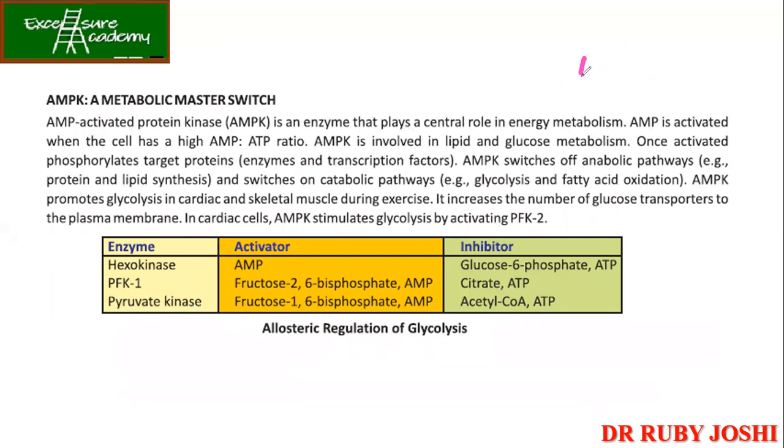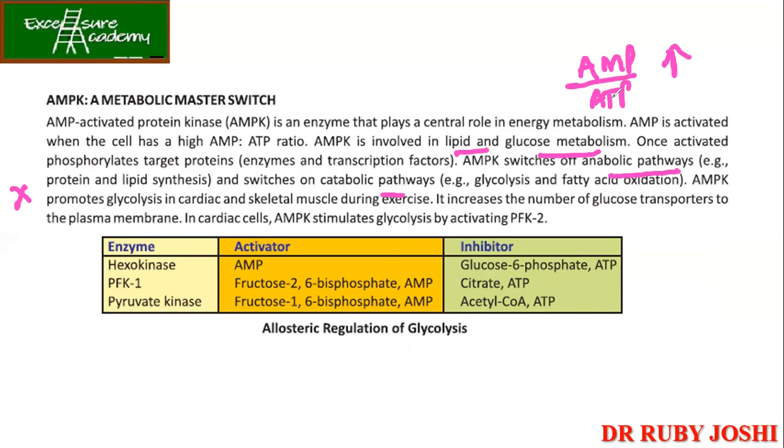See, अगर आपका AMP to ATP ratio high है, what does it mean? Numerator high है, यानी कि AMP concentration high है, ठीक है? So AMPK is involved in lipid glucose metabolism. Once activated, it is going to phosphorylate the proteins and enzymes. Now, this switches off the anabolic pathways. AMPK switches off the anabolic pathways, यानी कि protein and lipid synthesis को वो switch off करेगा, and switches on the catabolic pathways. क्यों?